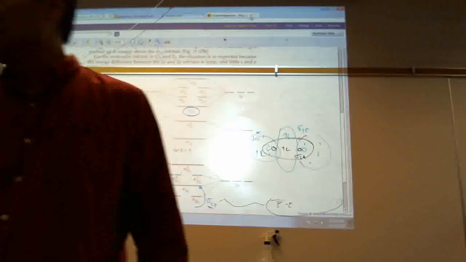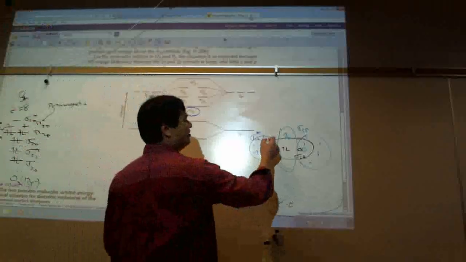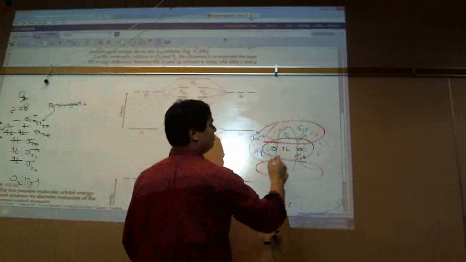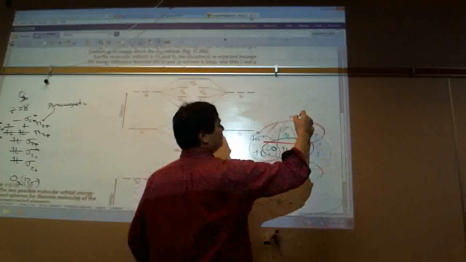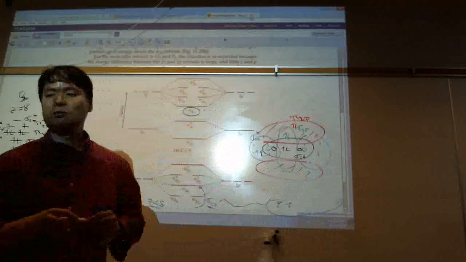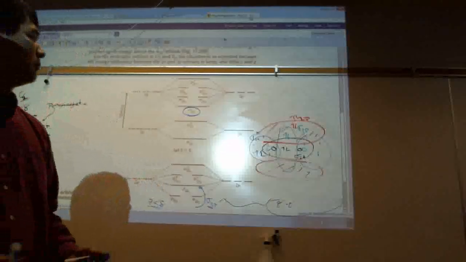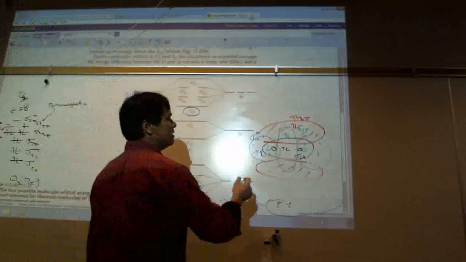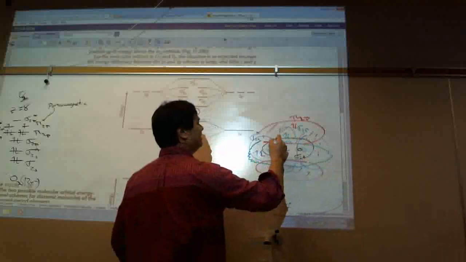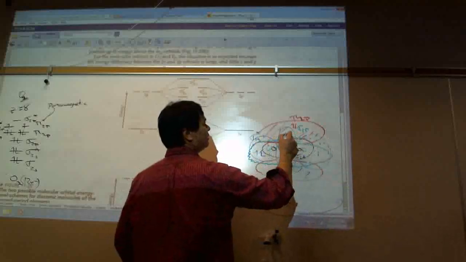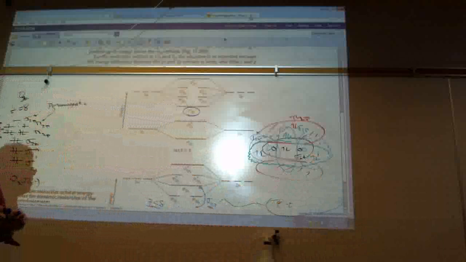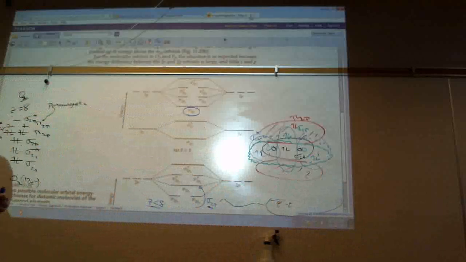The pi 2p's. Okay, now we have a pi 2p above here and below. This is a pi 2p. It has 2 electrons in it. And then we have another pi 2p. Where's the other pi 2p located? The other pi 2p is located coming out of the plane and going into the plane. This has 2 electrons in it. And then what? The pi star 2p.